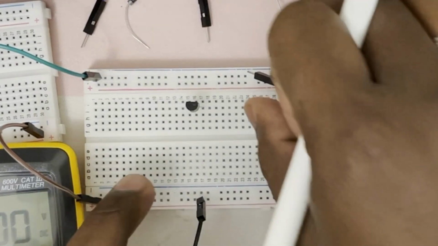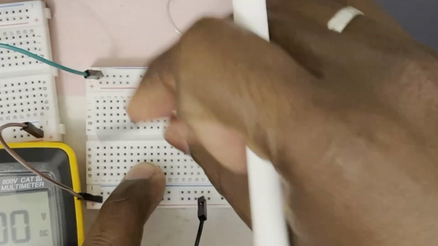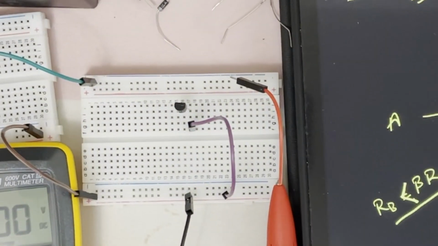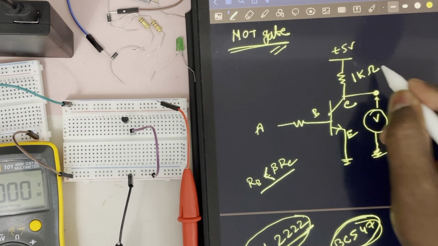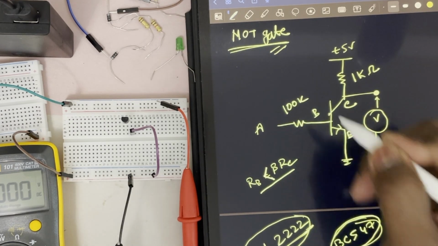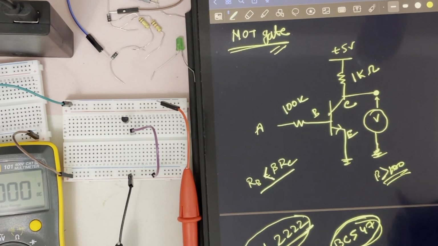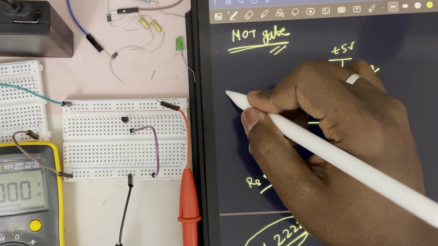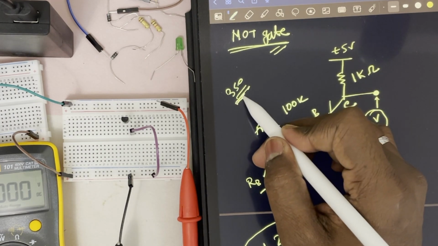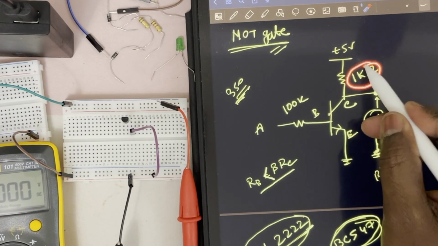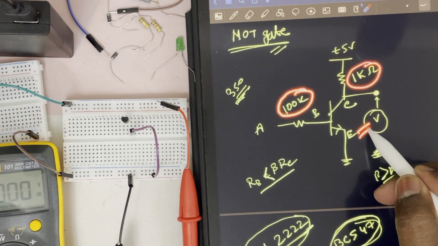Now the emitter should be grounded, so I just put this emitter to the ground, no problem. Now here I will take RC as 1 kilo ohm and RB as 100k. For this transistor, beta will be less than 100. Like for the BC547, the beta will be around 350. So if the beta is 350 and you take RC as 1 kilo ohm, you can easily take RB as 100k. Then this transistor will work in saturation mode.